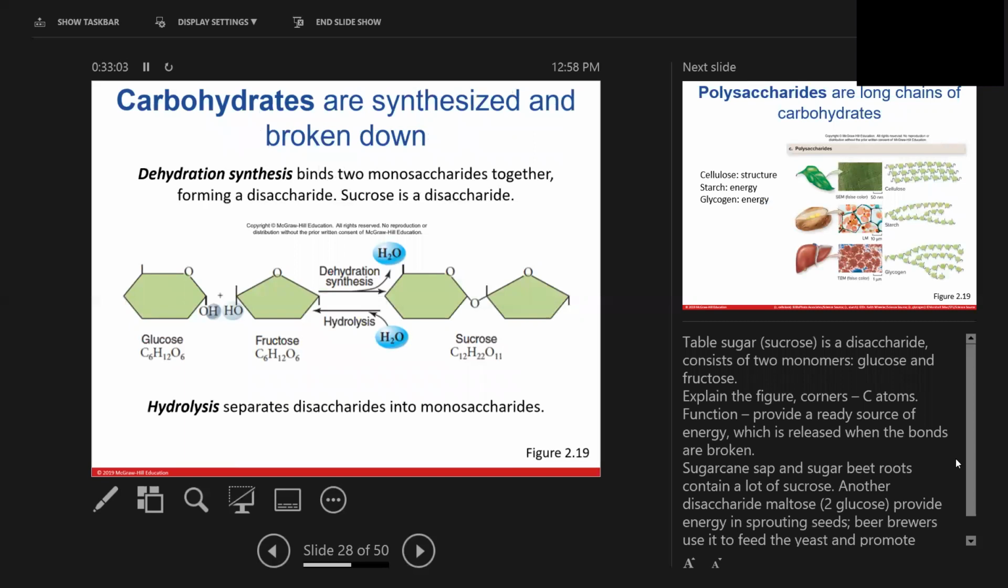Now, dehydration synthesis is going to bind two monosaccharides together to form a disaccharide, two sugars. And sucrose, in this instance, is considered a disaccharide. Now you can actually use hydrolysis to also separate these disaccharides into monosaccharides as well.